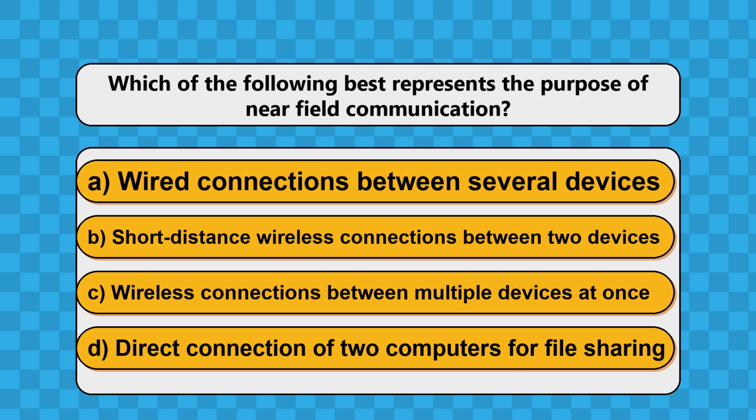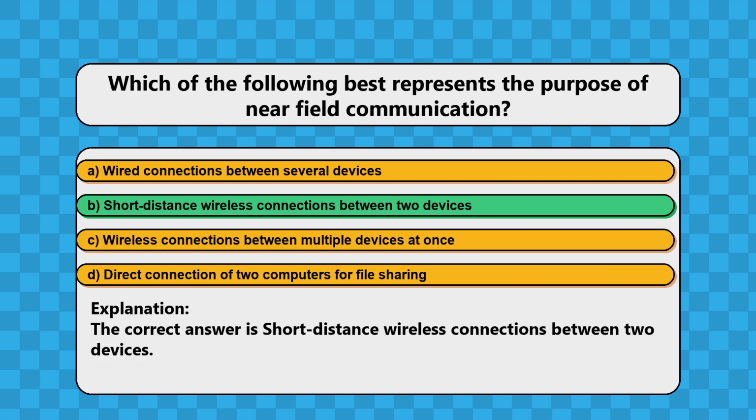Question 12. Which of the following best represents the purpose of near-field communication? Option A, wired connections between several devices. Option B, short-distance wireless connections between two devices. Option C, wireless connections between multiple devices at once. Option D, direct connection of two computers for file sharing. The correct answer is option B, short-distance wireless connections between two devices.